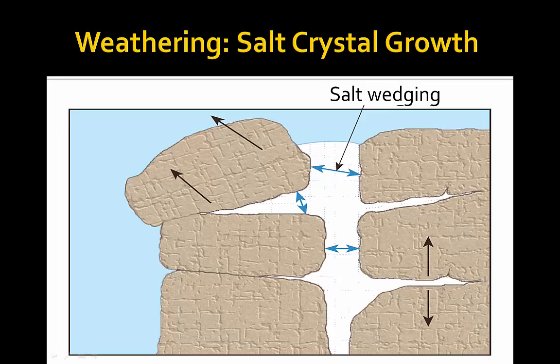And I know I use the same illustration here, but salt wedging really is the same process as frost wedging. In the case of salt crystal growth, you have salt water that infiltrates rocks. The salt crystals form, and the growth of the salt crystal is going to pry apart the rocks. So I think it's okay to cheat and use the same illustration here.